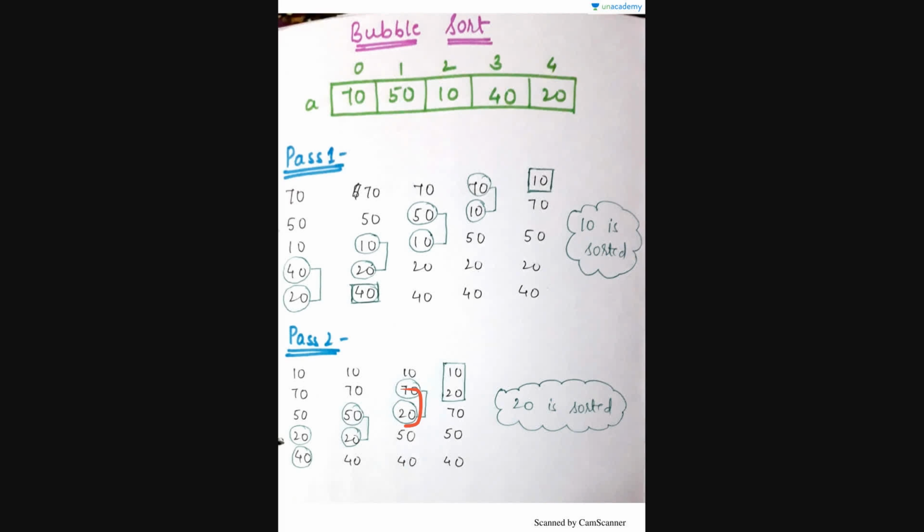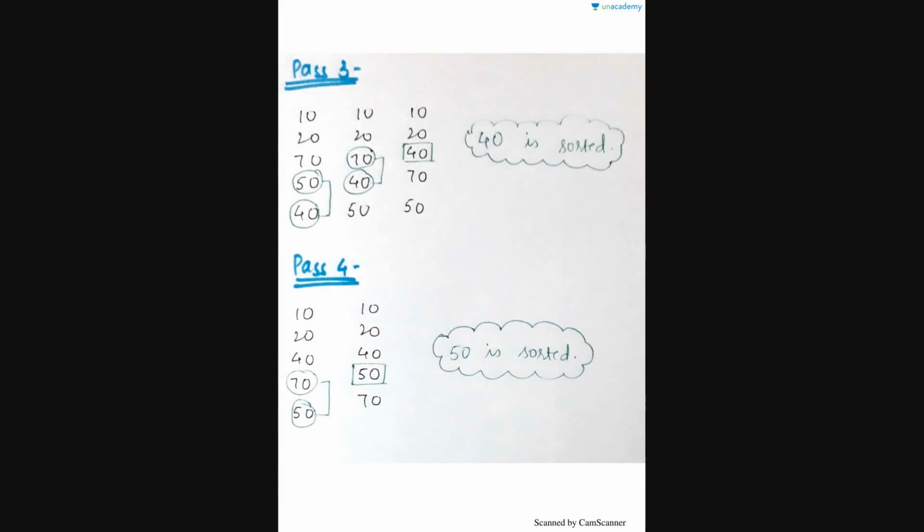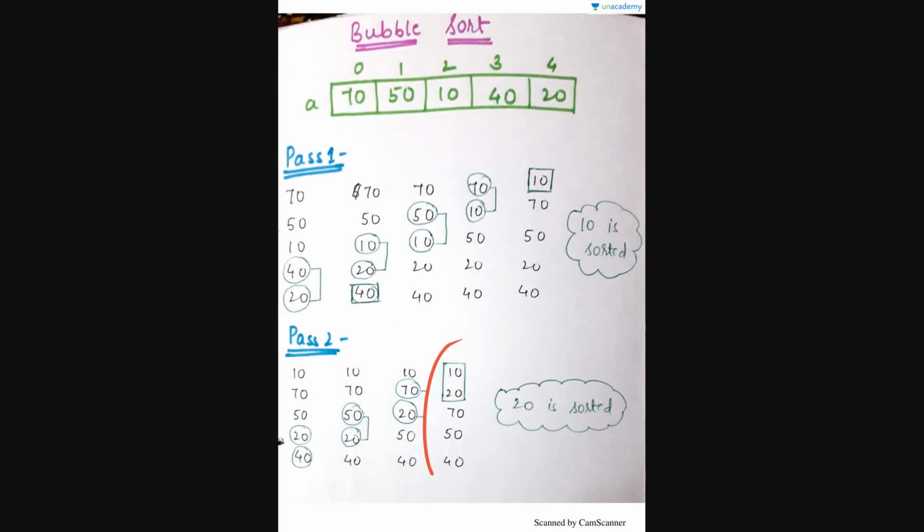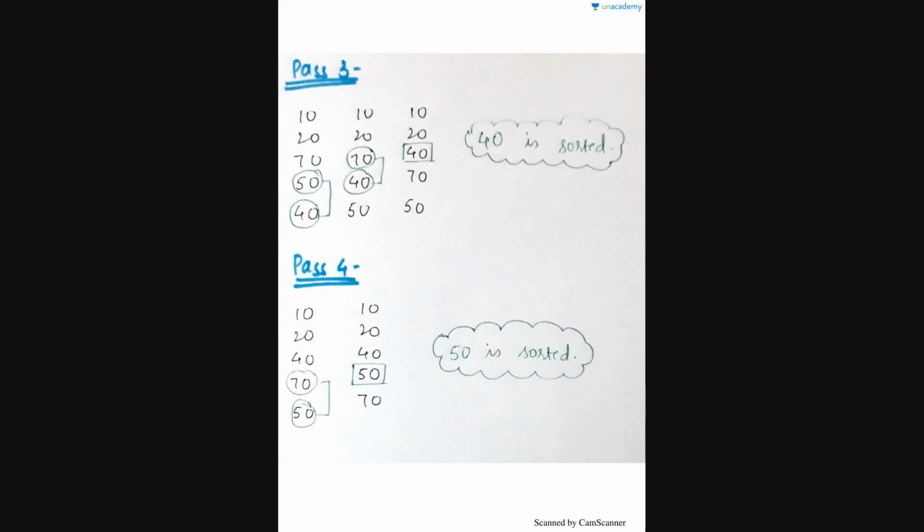So 20 comes in the position of 70. And as 10 is already sorted, the next element which will be sorted will be 20, as 20 will be the last one to be sorted now in the list. So 10, 20, 70, 50, 40 is the order of pass 2. Then we'll go for pass 3. In pass 3, we'll write this last row: 10, 20, 70, 50, 40.